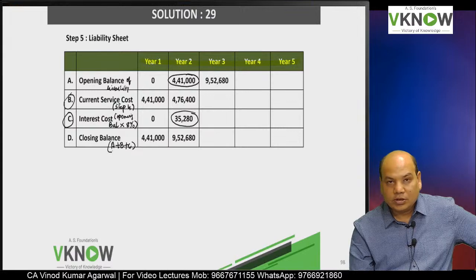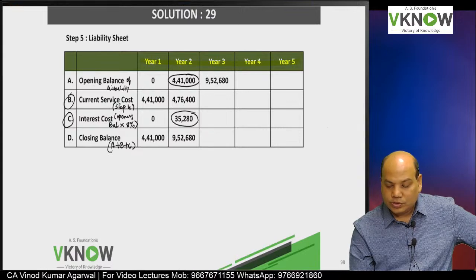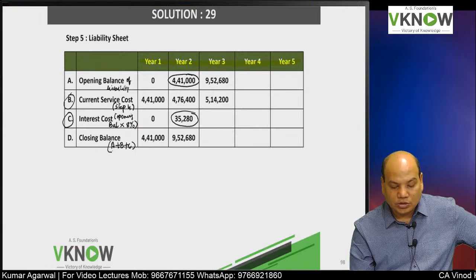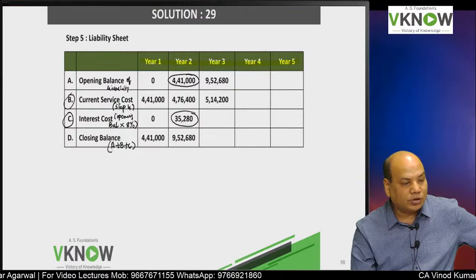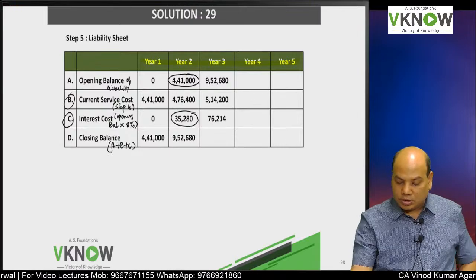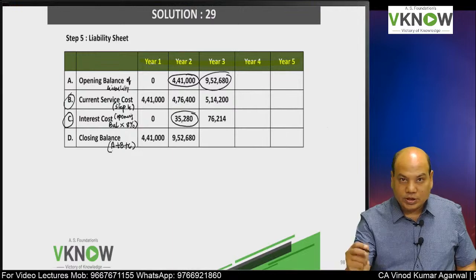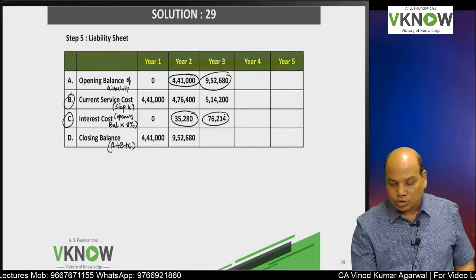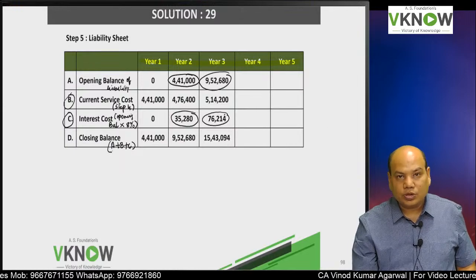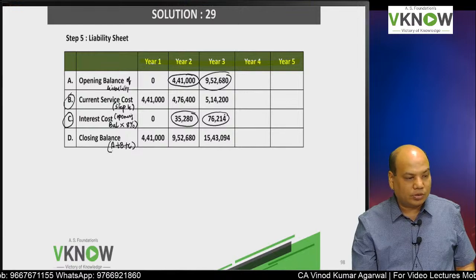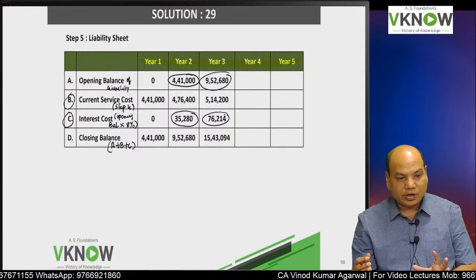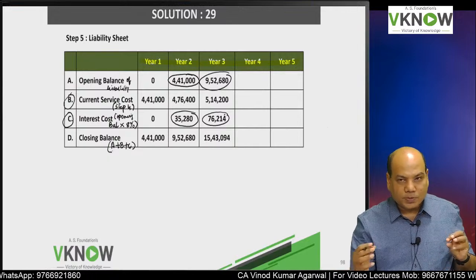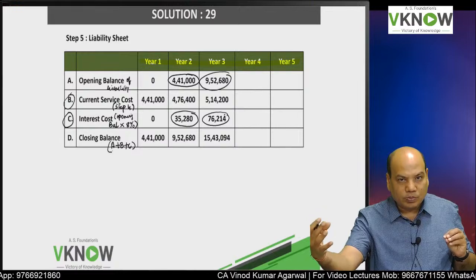9,52,680. Year 3, opening balance 9,52,680. Current service cost, step number 4, last column, 5,14,200. Please check the answer. Now multiply 9,52,680 into 8%. You will get interest 76,214, and then the closing balance is 15,43,094.